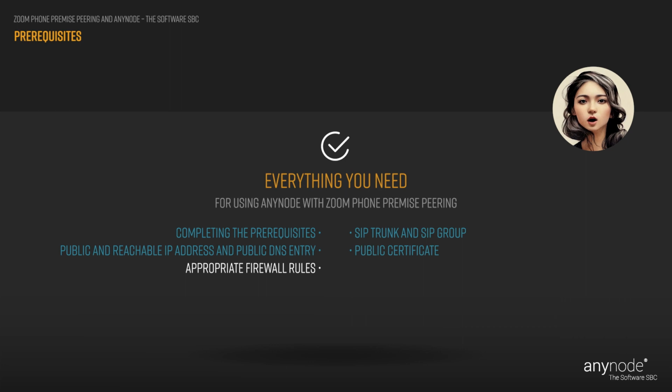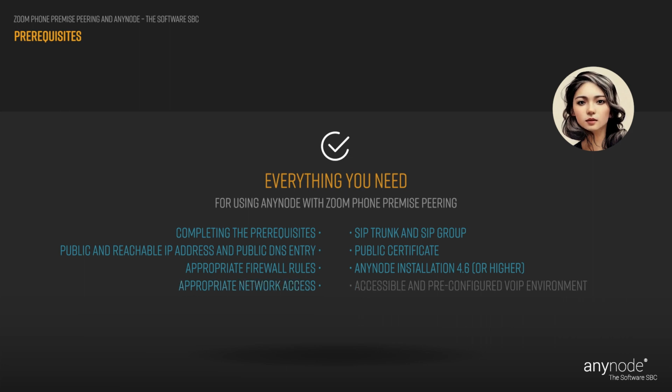Configure appropriate firewall rules for the SIP, TLS, DNS, and media connectivity. Use an anynode installation utilizing the Zoom certified version 4.6 or higher for Zoom Phone Premise Peering. Appropriate network access, network routing, and administration rights.